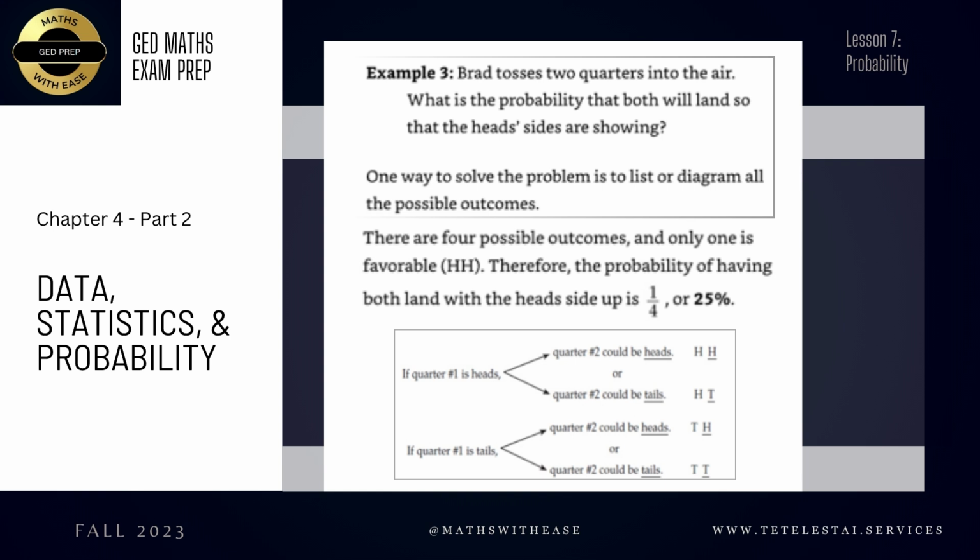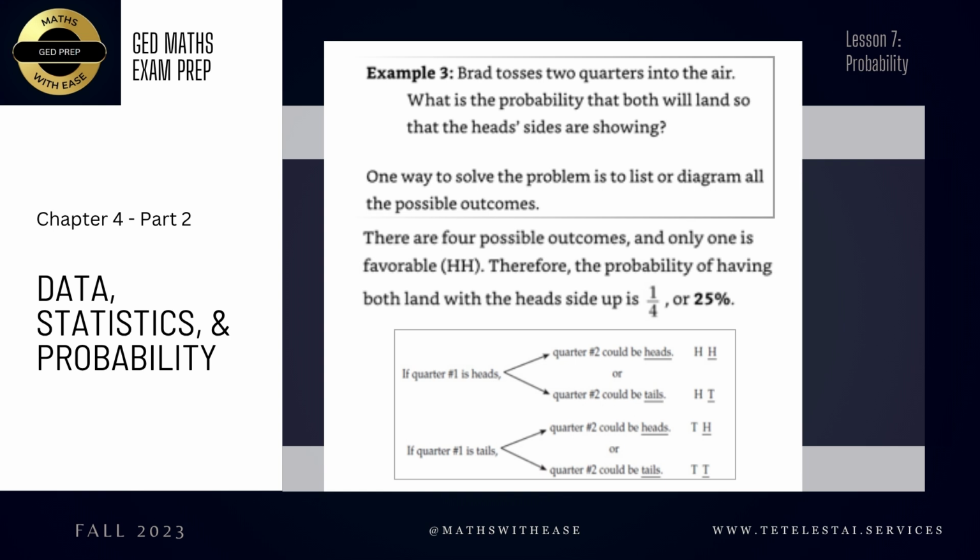So this diagram is representative of what's going on after the quarters have landed. So imagine he's tossed the quarters in the air, and they've landed back in his hands. So what happens if the first quarter, or quarter number 1, is heads? Well, there are 2 possibilities. Quarter number 2 could also be heads, or quarter number 2 could be tails.